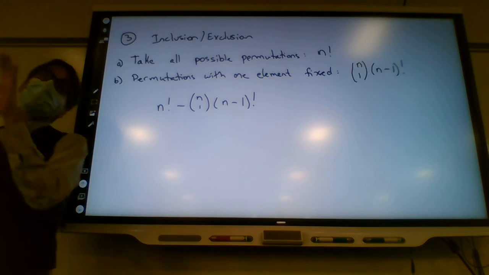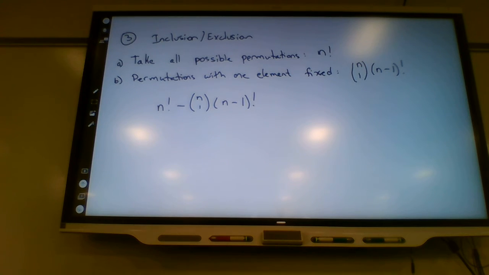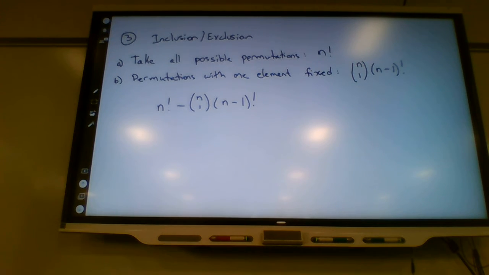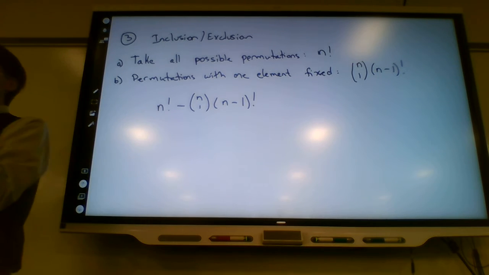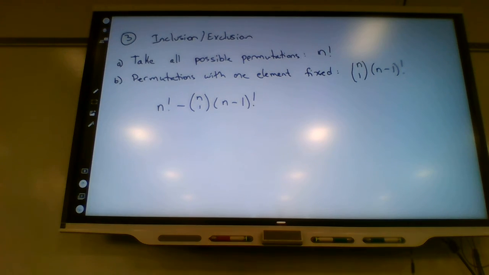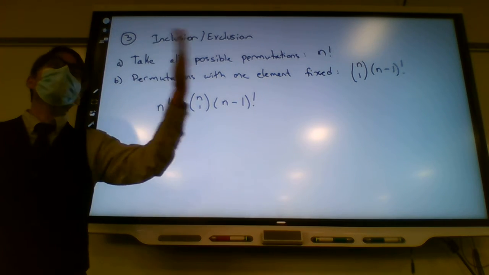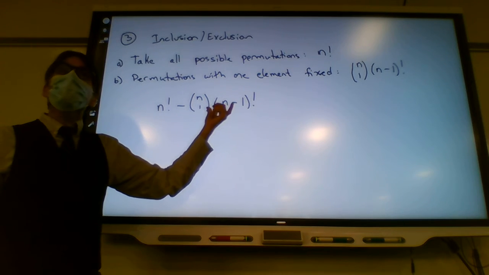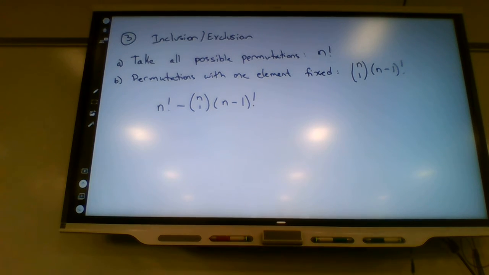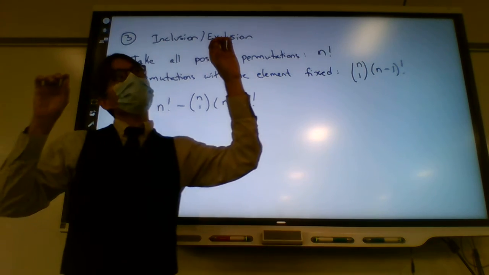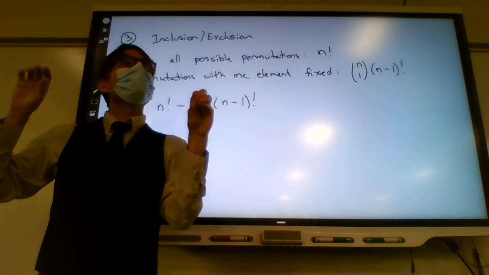So what have we done? We've started with all permutations and thrown away some of the things that are not derangements. But when we throw away some of the things that are not derangements, we've also thrown away things that have two values in the right spot. How many times did we throw those away? Let's say we were looking at position I and position J. We threw away the permutation that had value I in position I, but then we also threw away that same permutation later when we were looking at J.